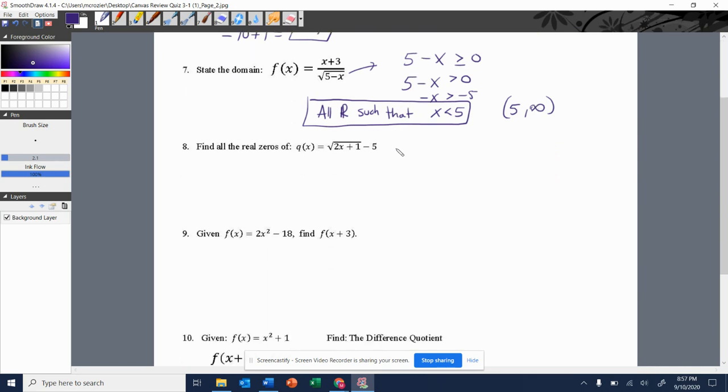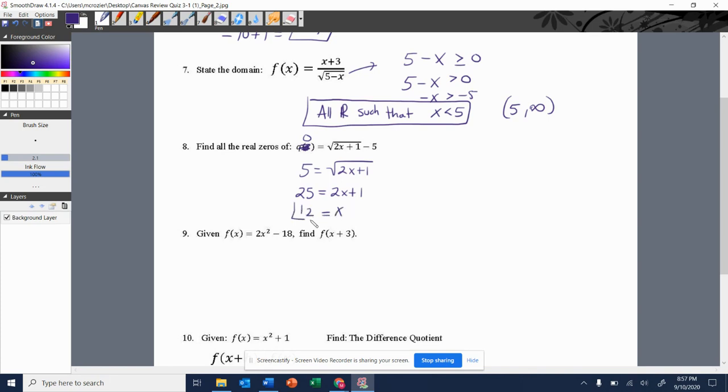Number 8, find the real zeros. Well, we just cross off the output and put a 0 there. And what's going to output 0? Add the 5 over, and we have root 2x plus 1. Square both sides, it's 25. Let's see here, that's 2x plus 1. Subtract away the 1, divide by 2.